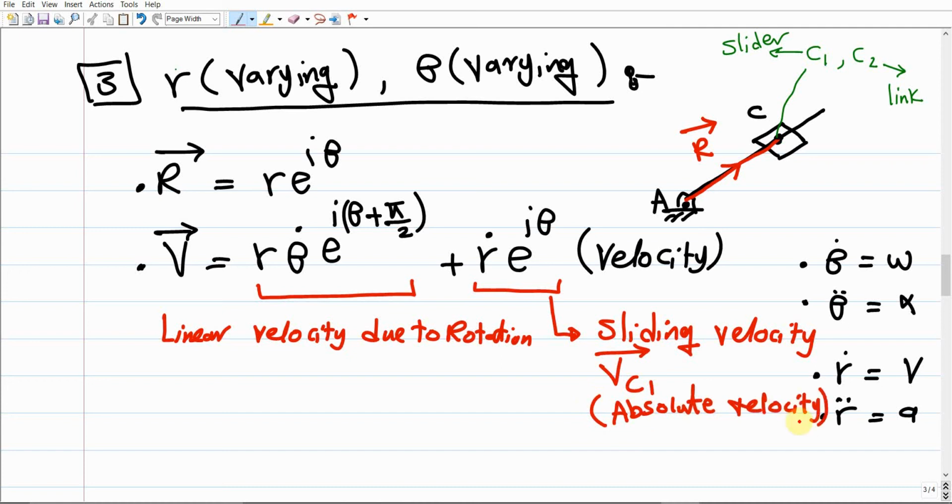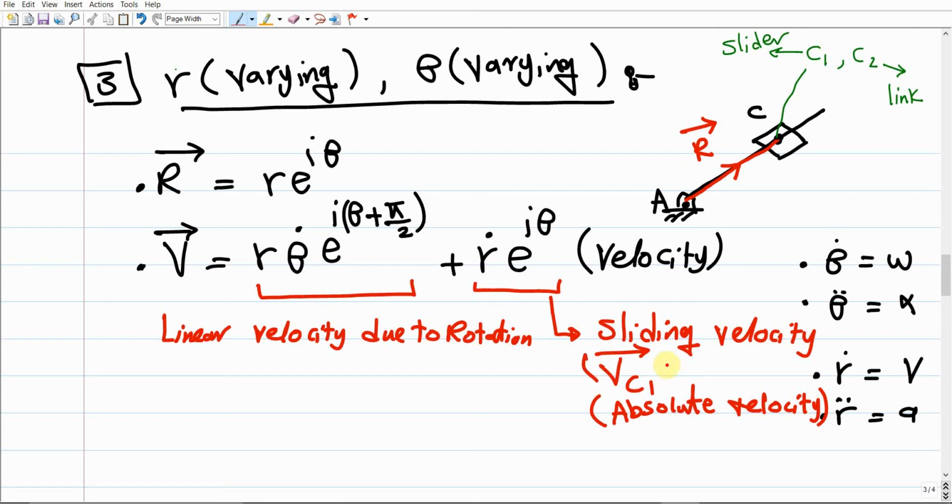Why is it an absolute velocity? Because this one is defined with respect to point A. It means that this is the sliding velocity, or the speed by which point C is going to slide or move over the link with respect to point A. And point A is a fixed point, and we said that if you define something with respect to a fixed point, this is going to give us an absolute value. So this is the absolute velocity of point C that belongs to the slider, which describes the sliding velocity of the slider over the link with respect to point A. Make sense?